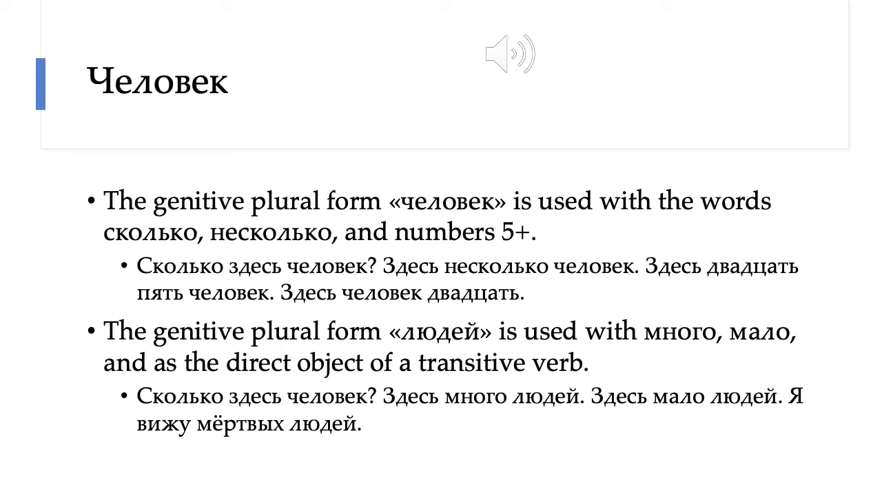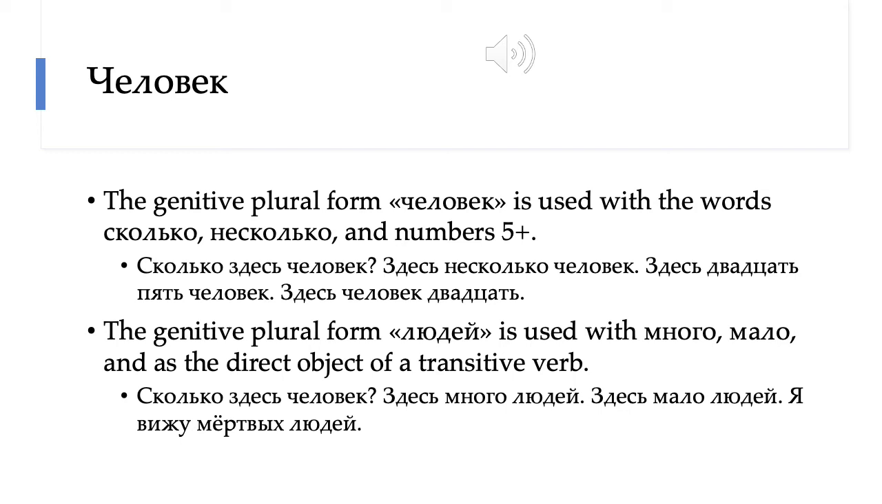So we could say сколько здесь человек? How many people are there here? Здесь несколько человек. There are several or a few people here. Здесь 25 человек. There are 25 people here. Здесь человек 20. There are about 20 people here. Notice the inverted word order when we are saying about a certain number.